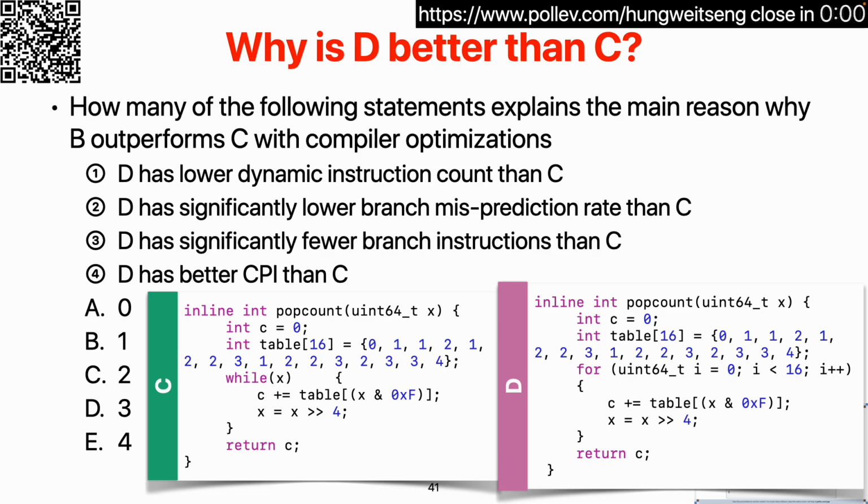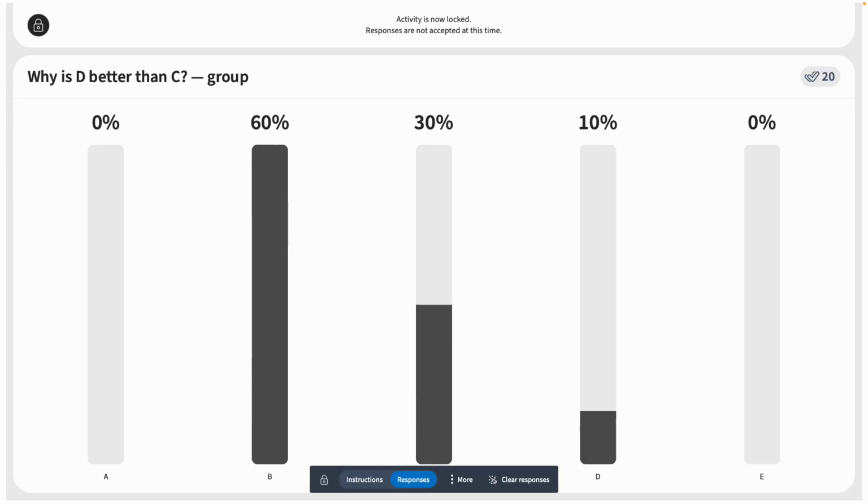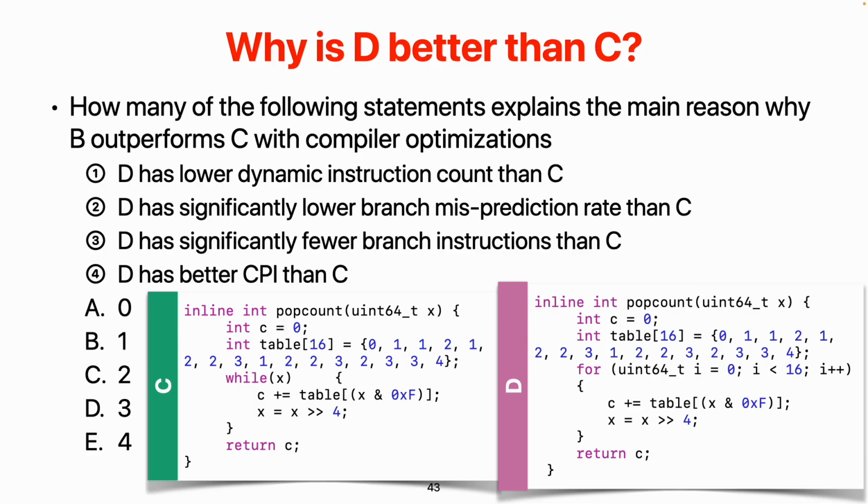All right, let's take a look. So what do you guys think today? Okay, now more of you think the answer is C after discussion. So is D going to have fewer dynamic instruction count than C? No, why not?